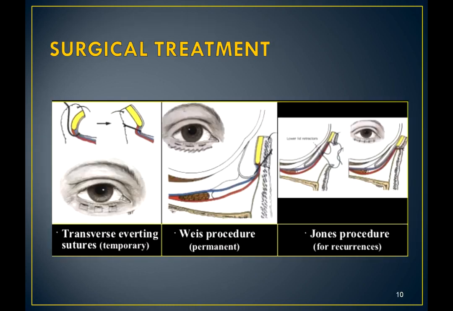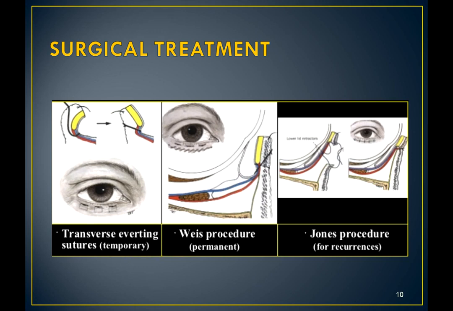Now this is the surgical treatment of senile entropion we have discussed. We have to reverse the mechanism that led to development of senile entropion. So from left to right side there are procedures. Left side, transfer lid everting suture. This is a temporary measure as seen in the picture.